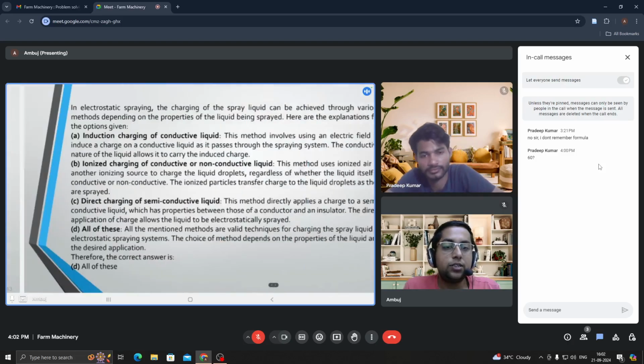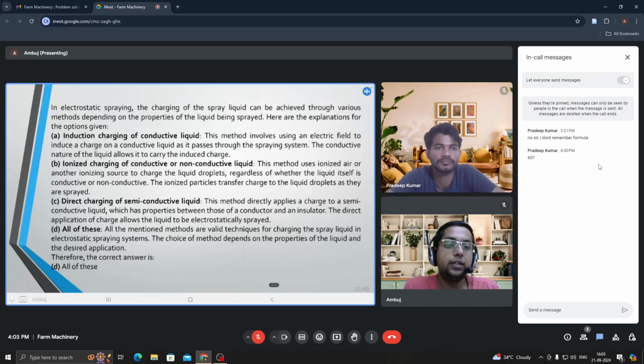Let us see the electrostatic spraying in great detail. In electrostatic spraying, the spray liquid has to be charged, and that can be done through various methods, and all of these are valid methods. In the first method, induction charging of conductive liquid, an electric field is used to induce charge on the conductive liquid. Another is ionized charging.